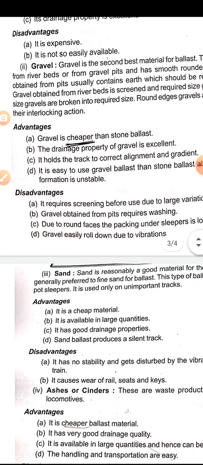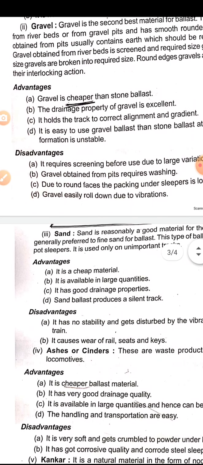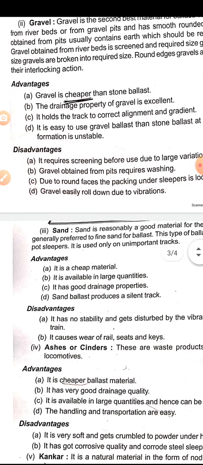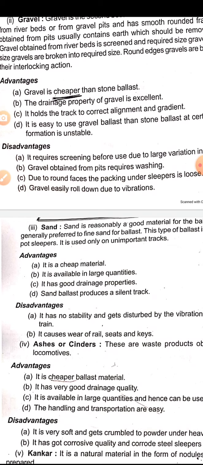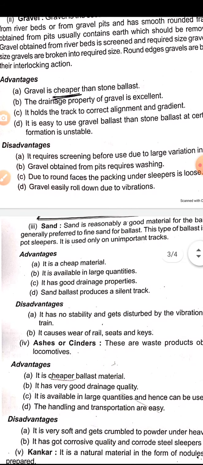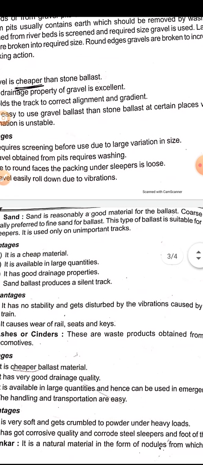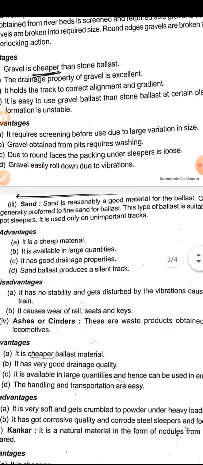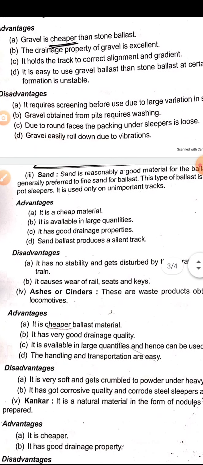Okay, it has advantages and disadvantages. See the advantage: gravel is cheaper than stone ballast, not expensive. The drainage property of the gravel is excellent. It holds the track to correct alignment and gradient. It is easy to use gravel ballast rather than stone ballast at certain places where formation is unstable.